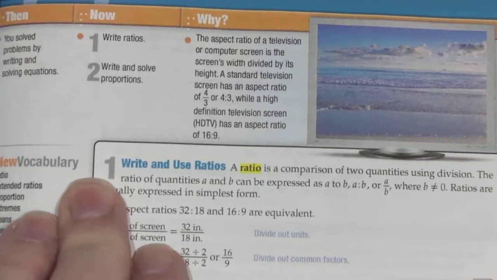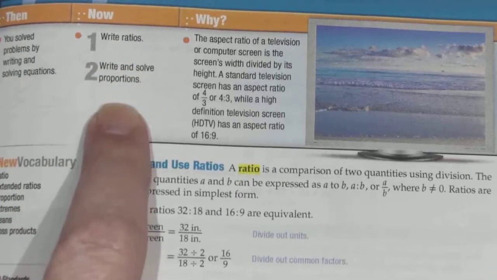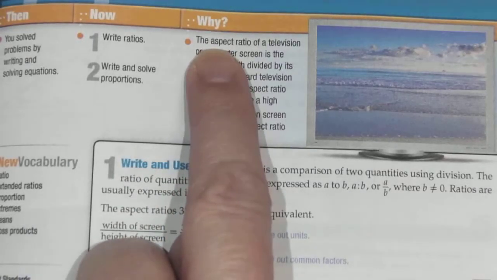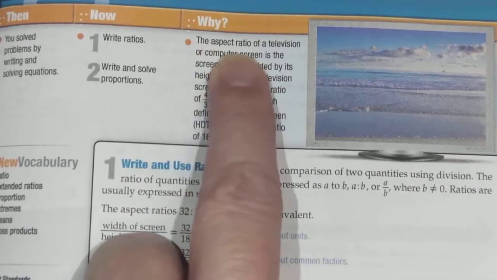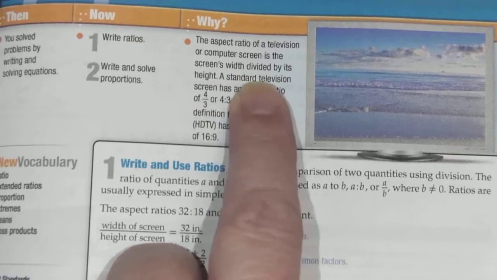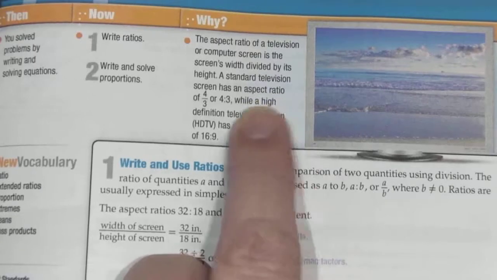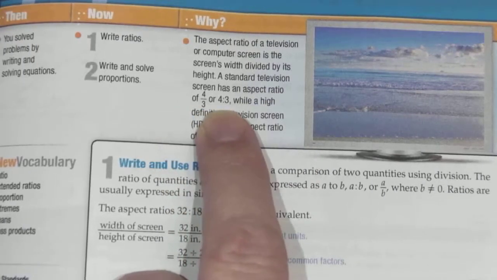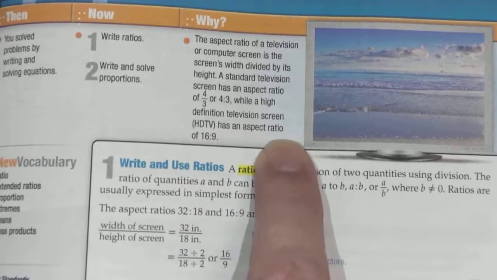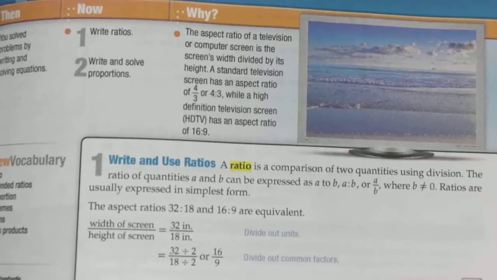Okay. Now, you have solved problems by writing and solving equations. Now we're going to write ratios and write and solve proportions. And here's an example of why. The aspect ratio of a television or computer screen is the screen's width divided by its height. A standard television screen has an aspect ratio of 4/3 or 4:3, while a high-definition television screen, HDTV, has an aspect ratio of 16:9 with a much clearer view with that higher ratio.